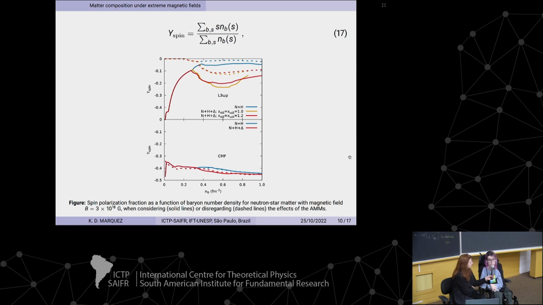The point I want to stress is that including the anomalous magnetic moment will change things considerably in the RMF models. Yeah. Okay, let's thank the speaker again.